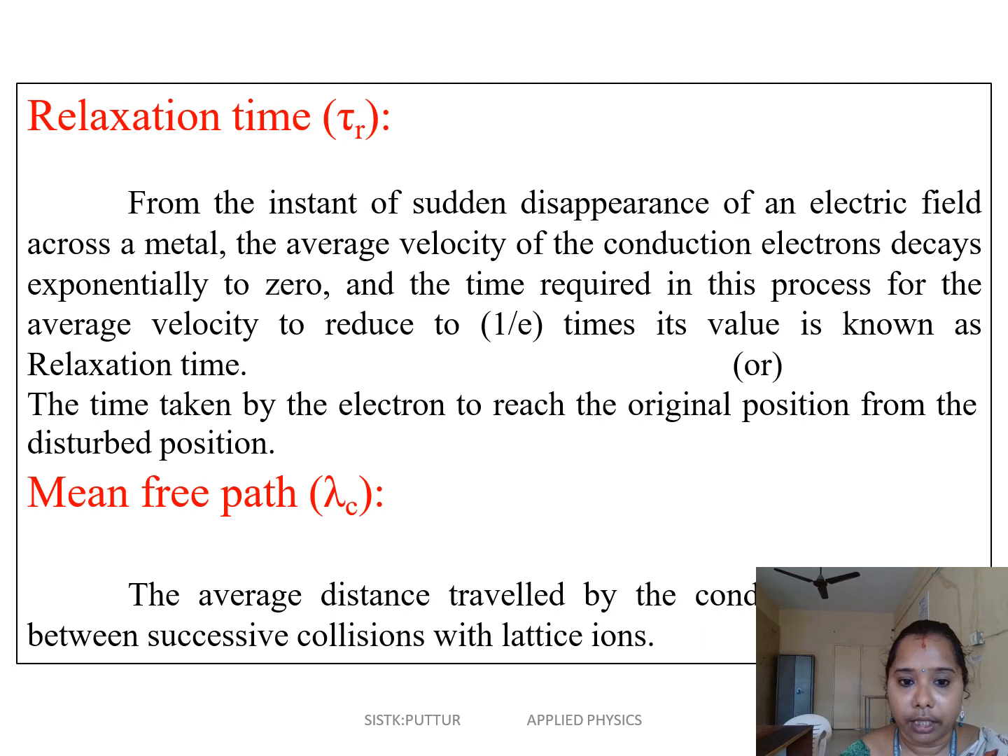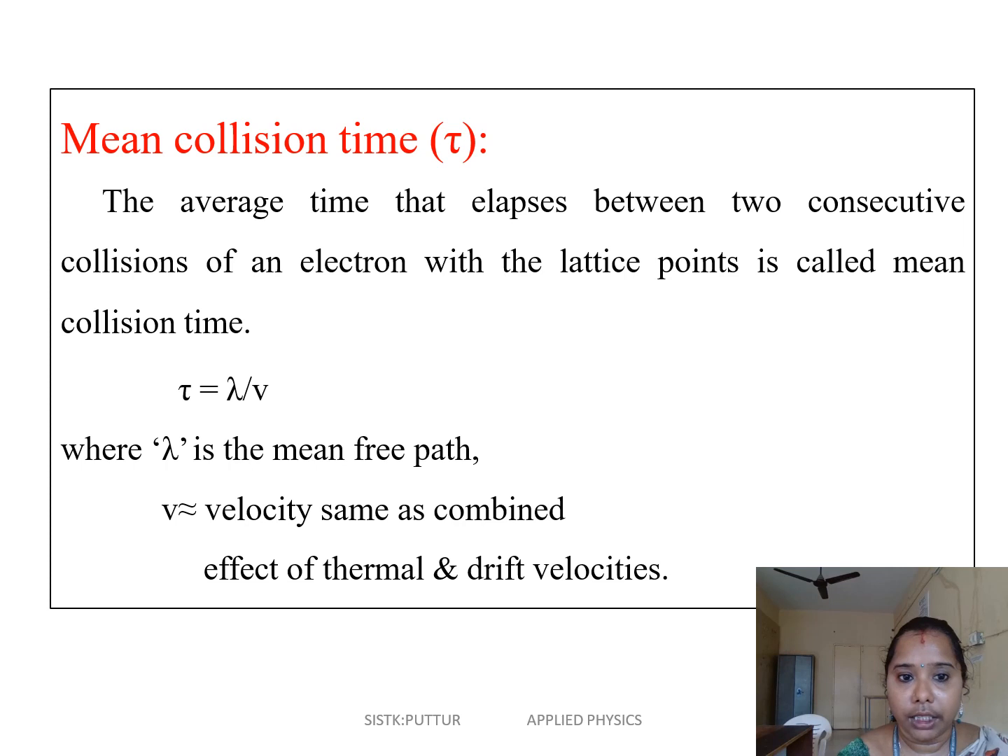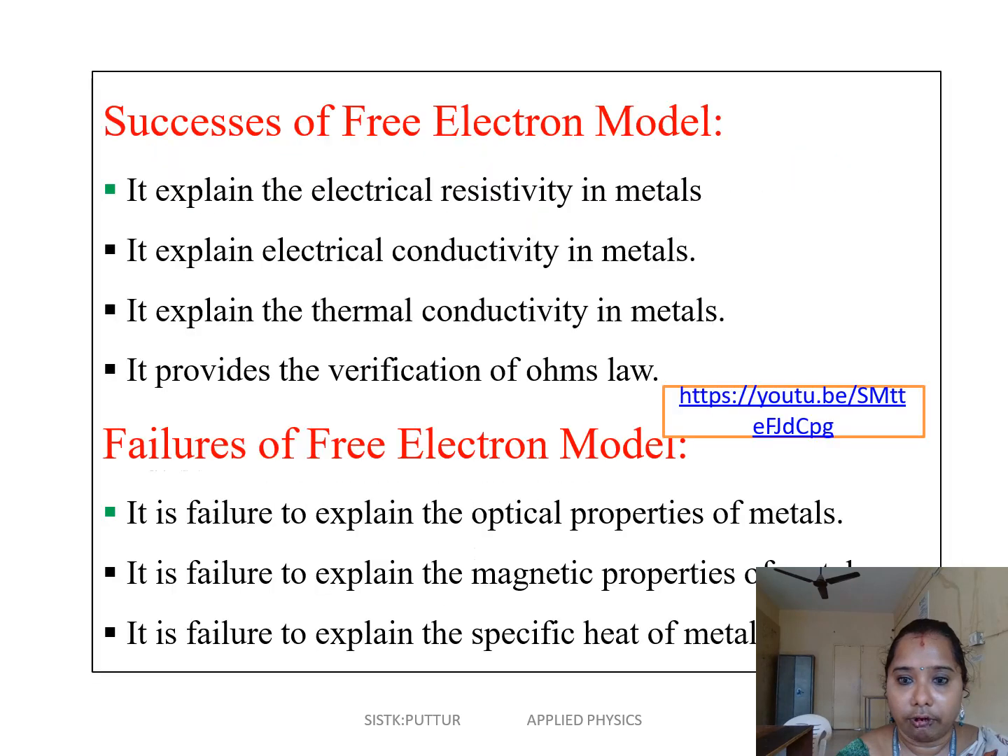Next, mean free path. Mean free path is denoted as lambda suffix c. The average distance traveled by an electron between two successive collisions is known as the mean free path. Now mean collision time; these are the basic definitions. The average time that elapses between two consecutive collisions of electrons with the lattice points is called the mean collision time. So tau is equal to lambda by v. Here lambda is the mean free path, and v is the velocity of the electron.